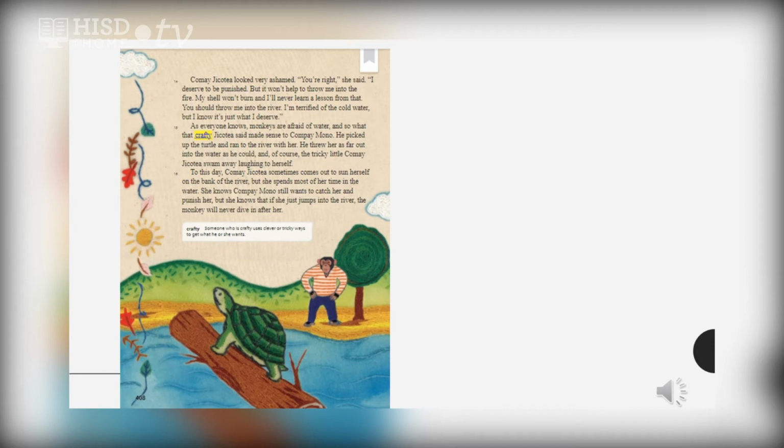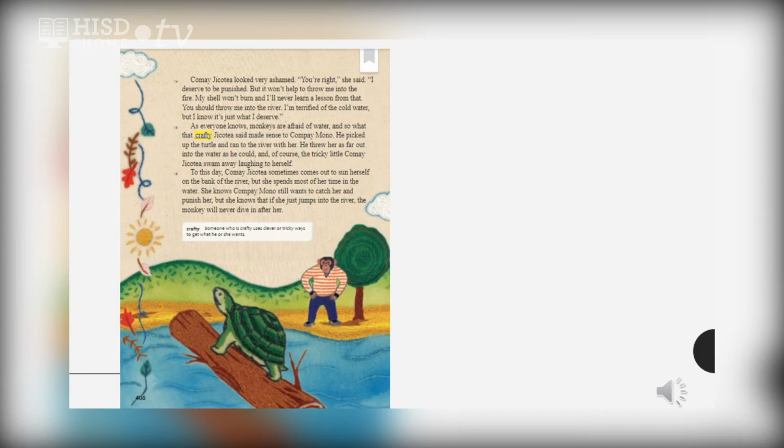As everyone knows, monkeys are afraid of water, and so what that crafty Jicatia said made sense to Compe Mono. He picked up the turtle and ran to the river with her. He threw her as far out into the water as he could, and of course, the tricky little Come Jicatia swam away, laughing to herself.